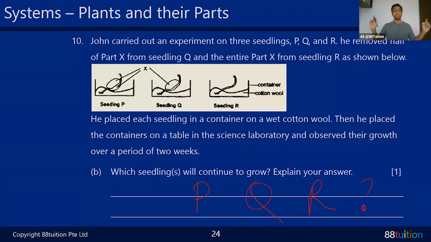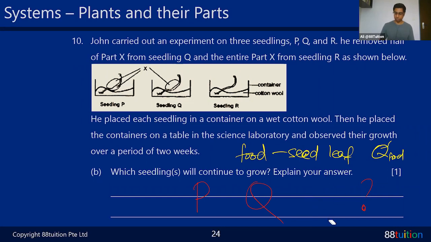The one which has enough food to carry on living. That means it must have the seed leaf. That means it must look like this. So it must have that circle thing where the food is able to be stored. R does not have. So therefore, I'm going to erase R and say only P and Q can grow.